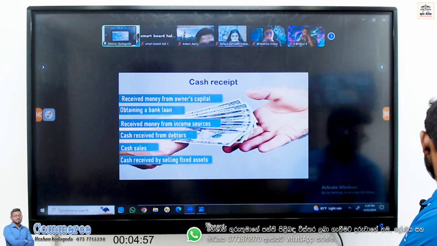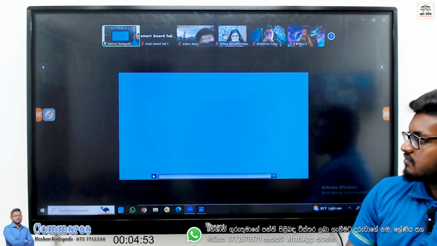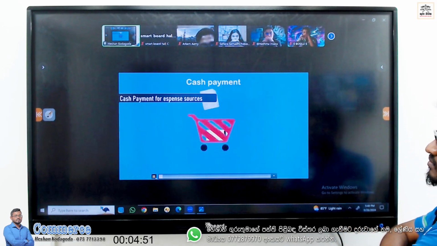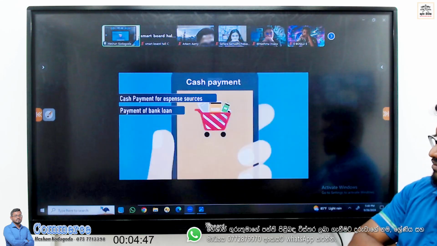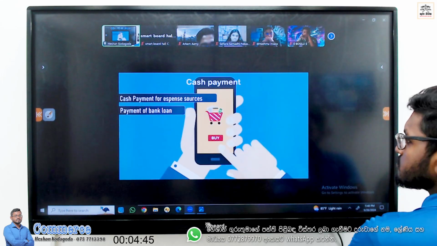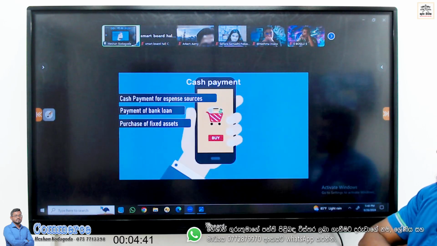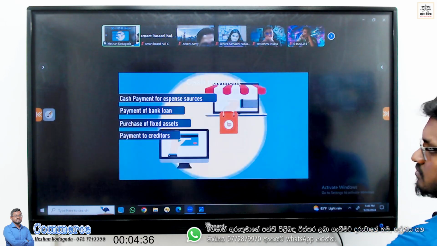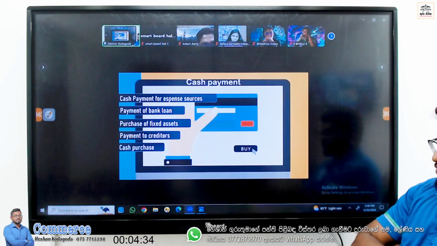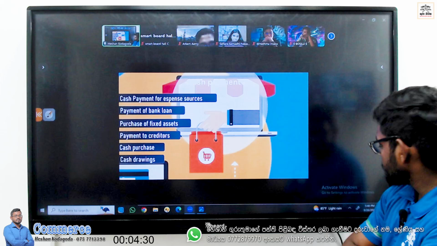Let's see the transactions of cash payment. Cash payment for expense sources, payment of bank loan, purchase of fixed assets, payment to creditors, cash purchase. At last, cash drawings.